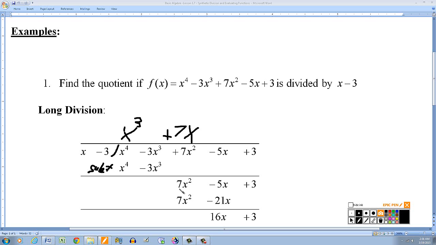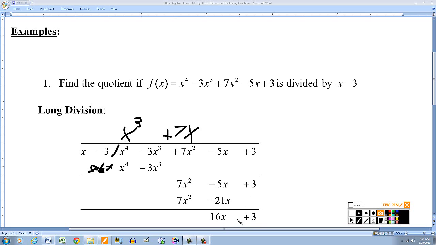So 7x squared, subtract 7x squared, that gives me 0. Minus 5x, subtract minus 21x. The subtraction makes this minus a plus. So that becomes 21x minus 5x is 16x. And then here, the next term, subtracting 0 from 3 is 3, so that stays plus 3. Okay, now the remainder, if I were to stop here, would be 16x plus 3.